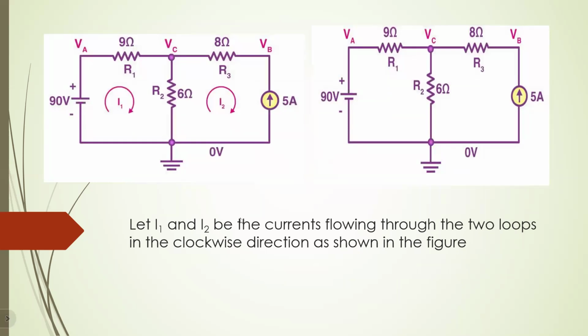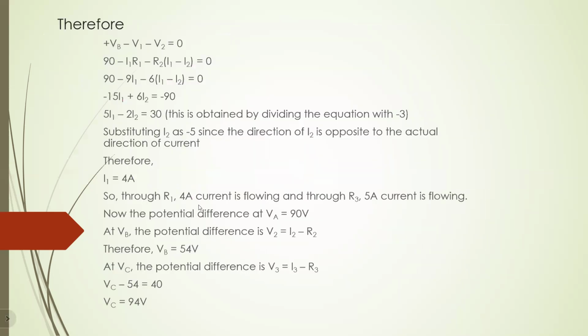Let I1 be the current flowing through the loop in the clockwise direction as shown in the figure. VB minus V1 minus V2 equals 0. 90 minus I1 R1 minus R2 into I1 minus I2 equals 0. 90 minus 9 I1 minus 6 into I1 minus I2 equals 0. Minus 15 I1 plus 6 I2 equals minus 90. 5 I1 minus 2 I2 equals 30.